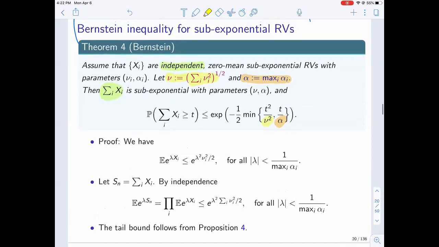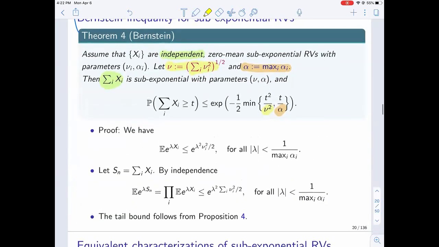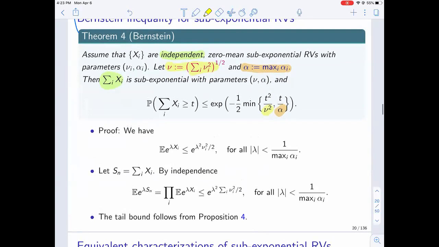This is sometimes called Bernstein by HDP. The classical Bernstein inequality is a little bit stronger than this, and you see it in homework one. But if you relax it a little bit, it would look like this. The classical Bernstein is for bounded variables. This is somewhat more general. You'll see it in the homework problems. Questions? No questions. Okay.